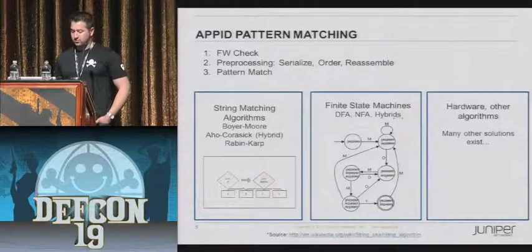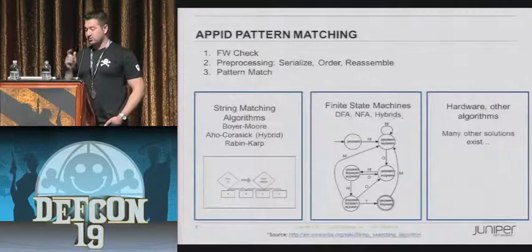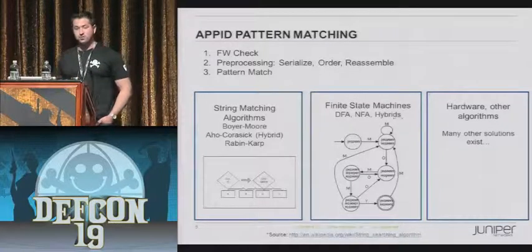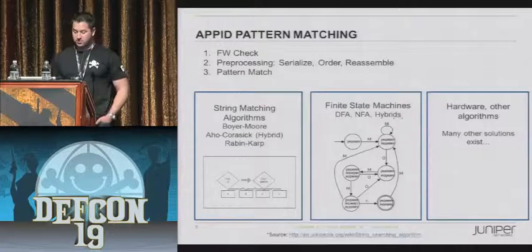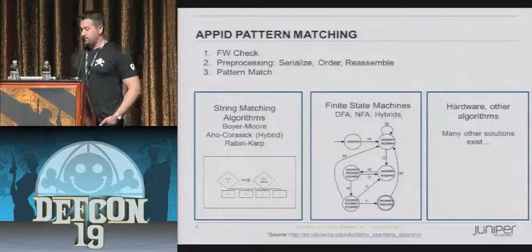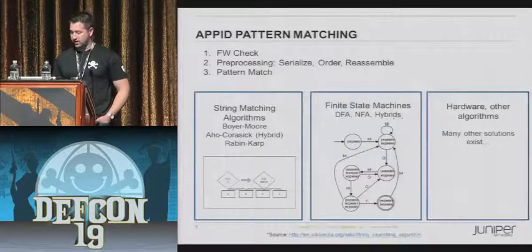Basically, what typically has to happen is first the firewall is going to permit or deny the traffic. There's some pre-processing, which we're going to go into in more detail, and then we actually do the pattern matching. There are different string matching algorithms like Boyer-Moore, Aho-Corasick, and Rabin-Karp. There's DFA-based state machine matching, and then of course there's also hardware, which is being leveraged more and more to actually do the pattern matching.